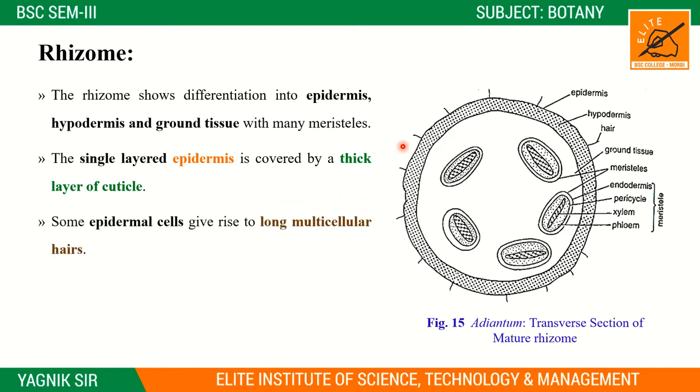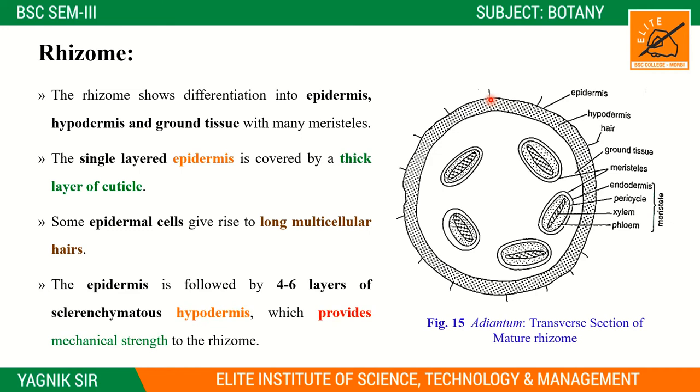So here is the outer layer, but the cuticle is present, and some epidermal cells give rise to long multicellular hairs, right? Here we can see this is the hair, and these hairs are multicellular hairs. In the root, unicellular hairs are present, but in the rhizome, multicellular hairs are present.